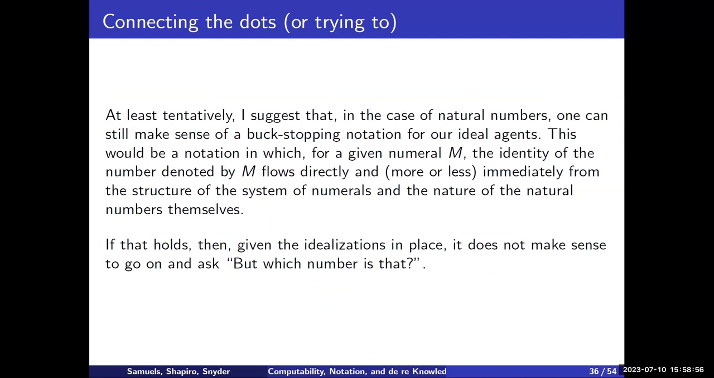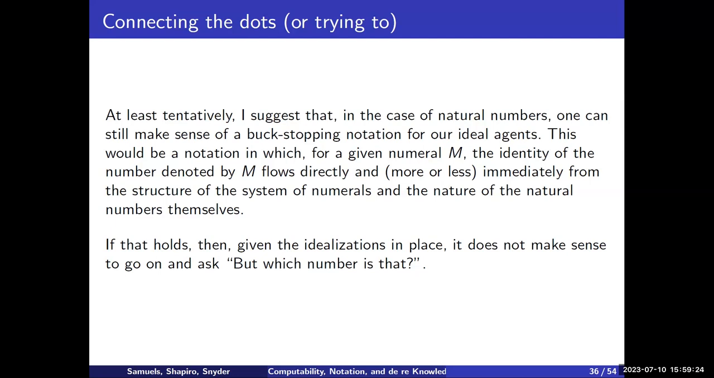At least tentatively, we suggest, in the case of natural numbers, you can still make sense of a buck-stopping notation for the ideal agents. This would be a notation in which for a given numeral M, the identity of the number denoted by M flows directly and more or less immediately from the structure of the system of numerals and the nature of the natural numbers themselves. Again, that's going to start to sound like a bit too metaphysical, but don't panic, it isn't, right?